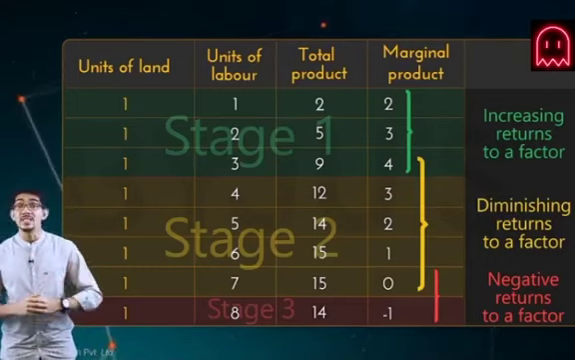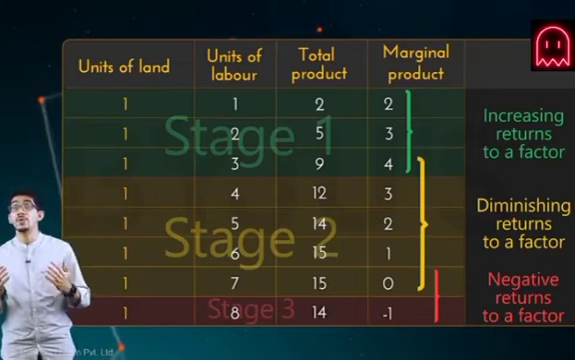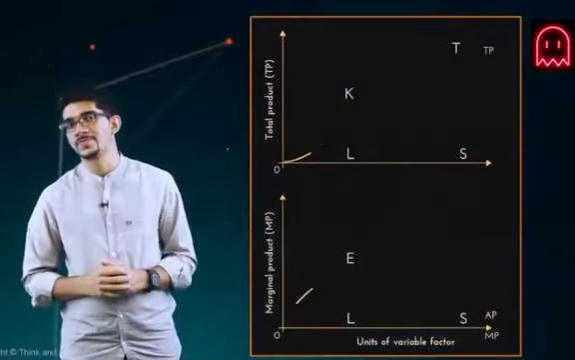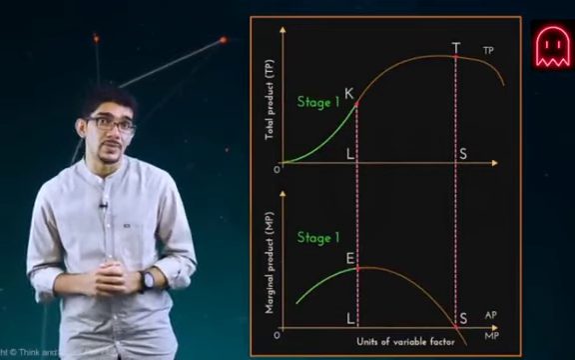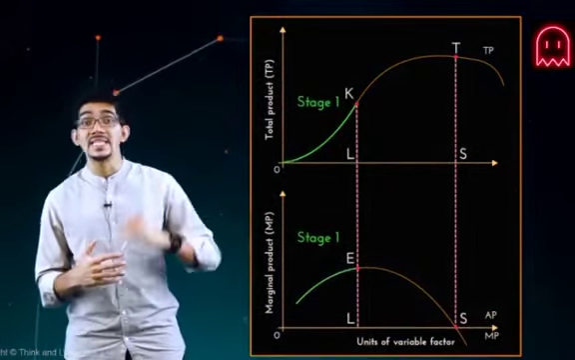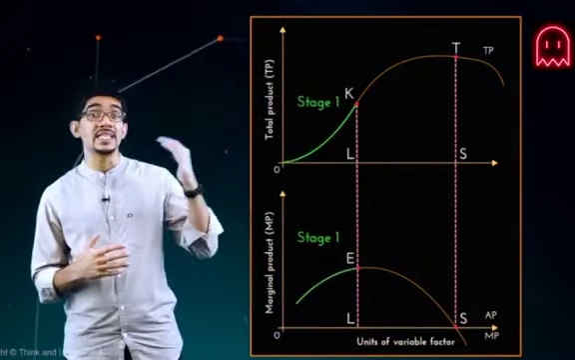We can now illustrate these stages by plotting the points from the table onto a graph. Stage 1 is between O and K on the TP curve. In this zone, MP is increasing and TP is increasing at an increasing rate. K is the point of inflection where TP stops increasing at an increasing rate and instead starts increasing at a decreasing rate. This also corresponds to E here, which is where MP was maximum.